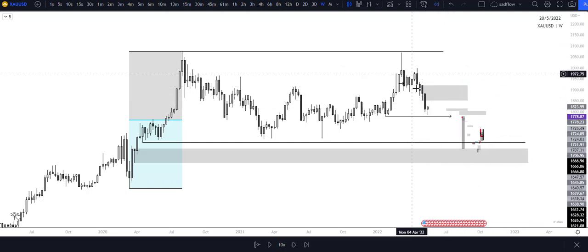So now that I have a weekly break of structure to the downside, I can look for confirmation of that on lower time frames, and I can look to take it back into discount, into demand of this low here that had caused this high.